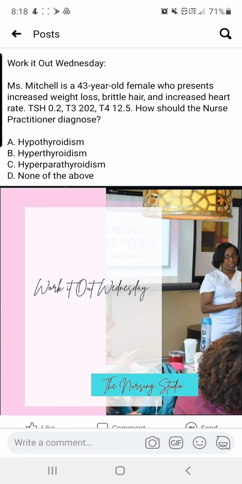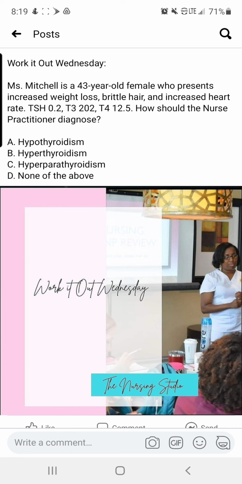So reading the stem of the question, we're looking for the best diagnosis based on the findings that have been provided to us. So the patient has increased weight loss, brittle hair, and an increased heart rate. Their lab values: the TSH is 0.2, the T3 is 202 and the T4 is 12.5.